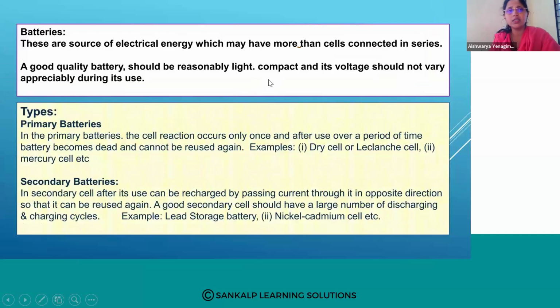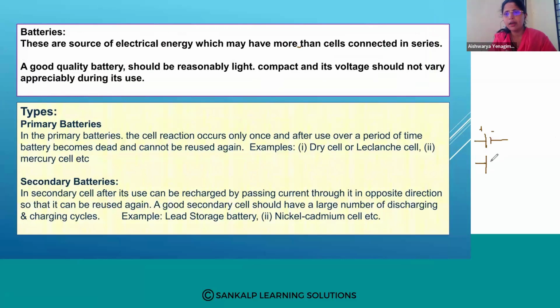Let us now try to understand what batteries are. They are a combination of cells. How do we represent a battery? Tell me. We represent it like this, this is my cell. The longer line represents the positive terminal, the shorter line represents the negative terminal. So this is the representation for a cell.